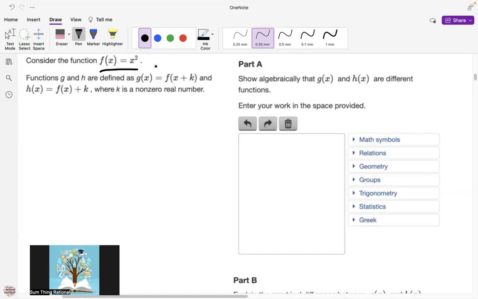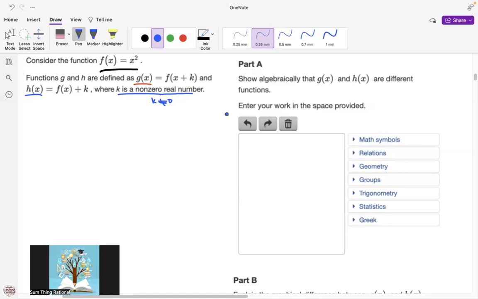The question here is different. By using the function f of x, they obtain g of x and h of x, with a slight difference. In g of x, it is f of x plus k in parentheses, but in h of x, f of x is separate and plus k is outside the parentheses. And k is a non-zero real number, k is not equal to 0. If k is equal to 0, definitely there will be no change. If I put 0 here, g of x and h of x will be the same.